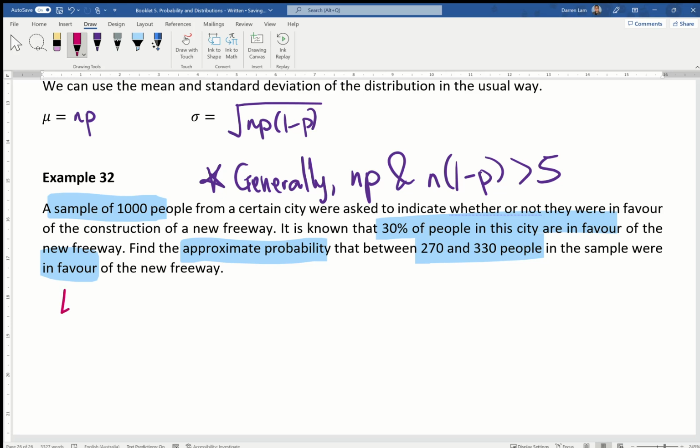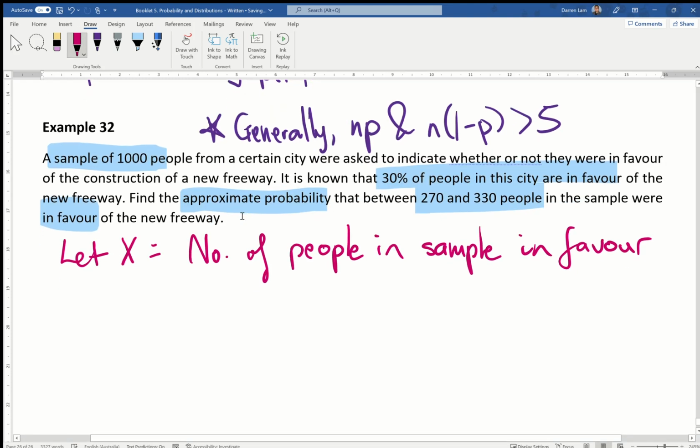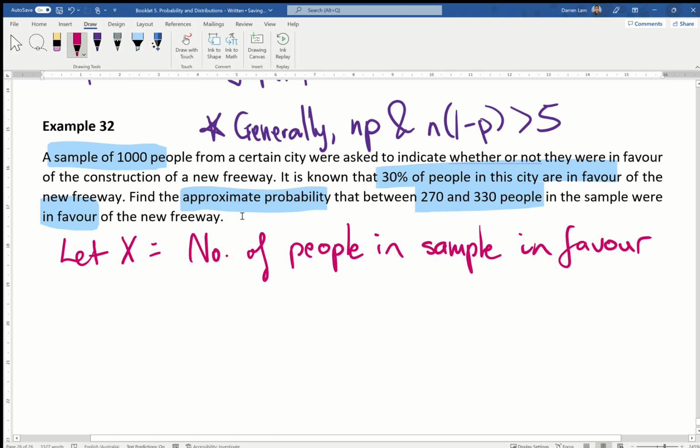So let x equal the number of people in the sample in favor. Very simple, we're just defining the value of x as the number of people in the sample in favor. Let's assume a binomial random variable, where n equals 1000 and p equals 0.3, of course based off the 1000 sample size and the 30% of people in favor.